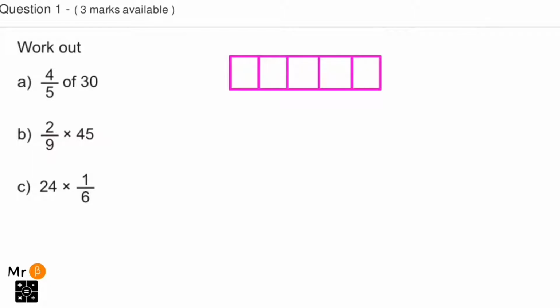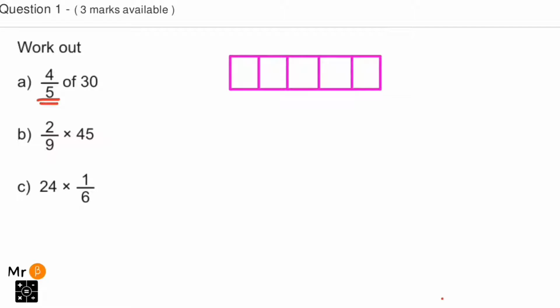Okay, so here on question 1, it's asked us to find 4/5 of 30. If this is the first time you've looked at this topic, the way I'd originally explain it is to draw this bar, and we've split that bar into 5 equal pieces. The reason we've split it into 5 is because our denominator is the number 5.